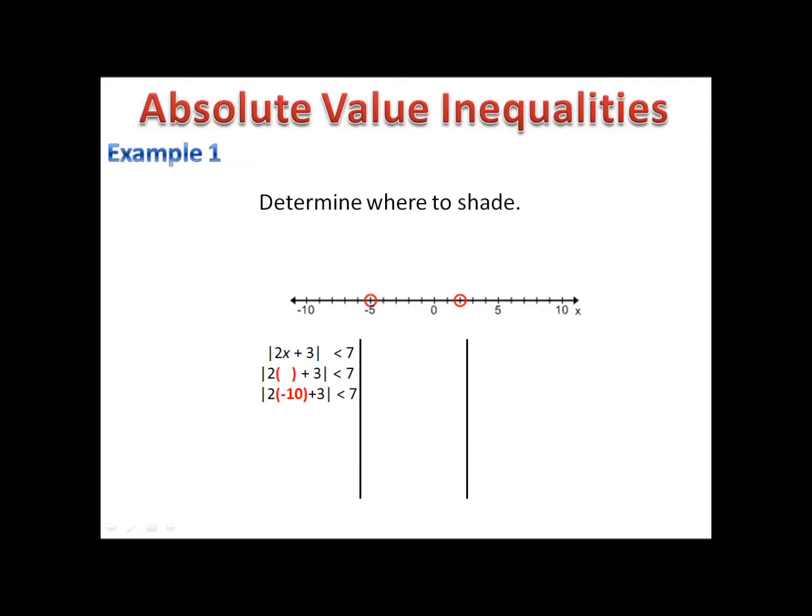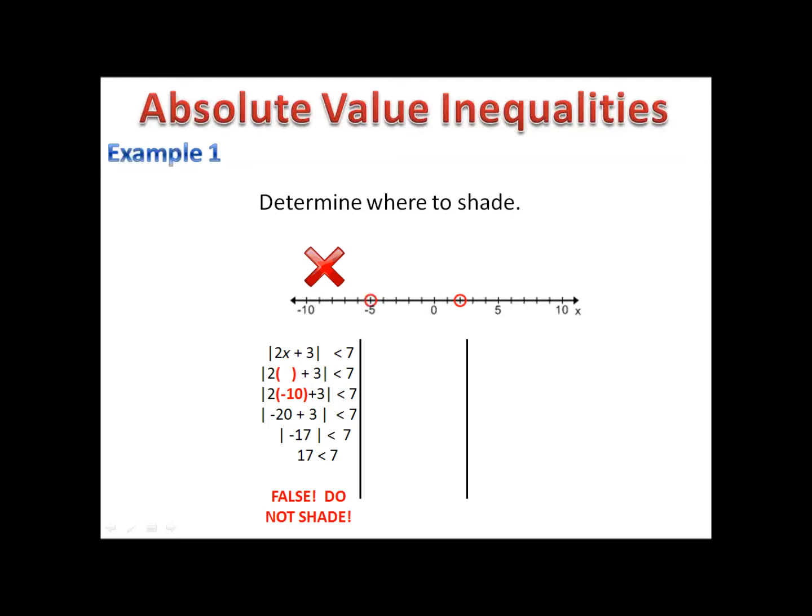We plug it into the original inequality. 2 times negative 10 is negative 20 plus 3. That is negative 17, which the absolute value of is 17. Now, is 17 less than 7? No, it's not. So we do not shade in that area.